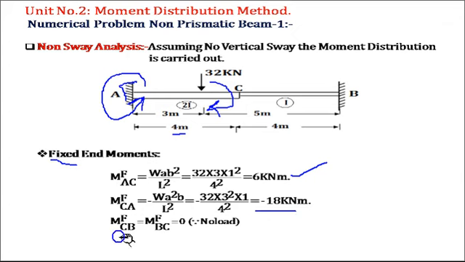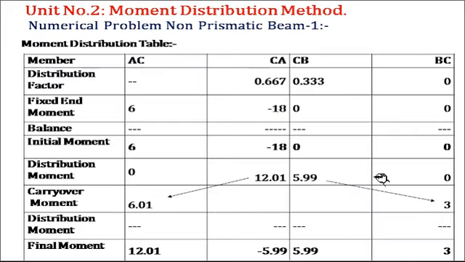Now fixed moment in member CB and fixed moment in member BC will be equal to 0, as there is no load in member CB. So the fixed moment will be equal to 0. Next we'll find out the final moment in different members due to the non-sway analysis.